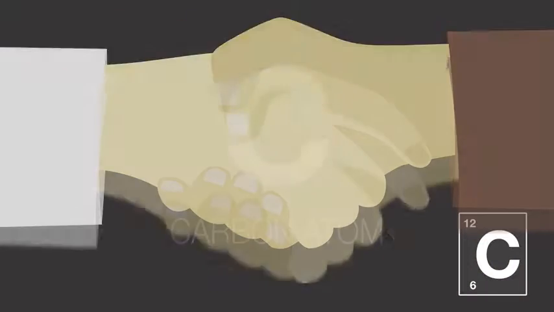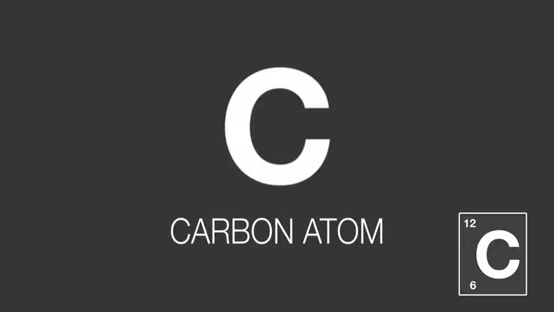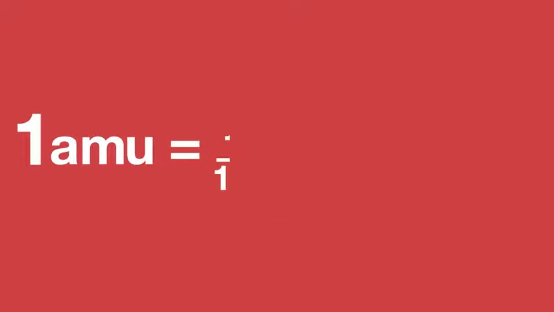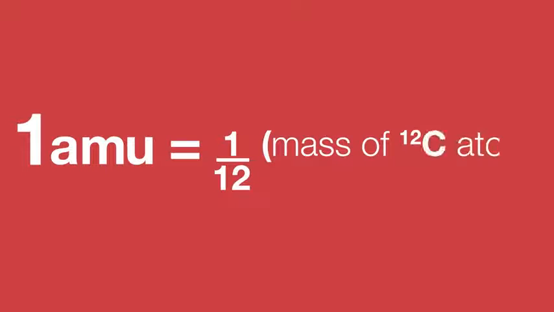In 1961, scientists eventually agreed that a carbon atom, or to give it its full and correct name, a carbon-12 atom, has a mass of exactly 12, making it the accepted reference atom. In fact, the mass of a carbon-12 atom is so exact and well agreed that it is sometimes written to 4 decimal places. Therefore, one atomic mass unit, or AMU, is quite simply 1/12 of the mass of a carbon-12 atom.